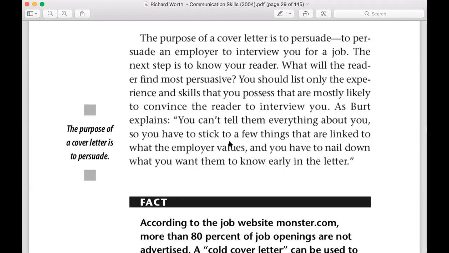So you don't tell everything about you. You write down a few things, and these should be linked with the employer's value, and you have to nail down what you want them to know early in the letter, okay. So basically you write very, very briefly, concisely, and if you know the exact vacancy and what kind of skills are needed for it, you can be more accurate.